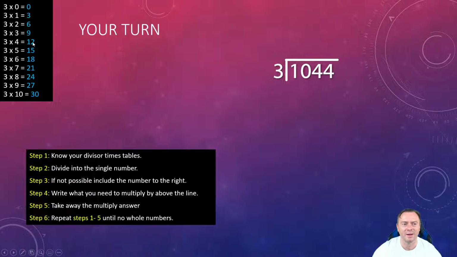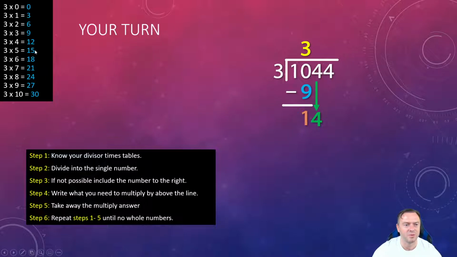10's between 9 and 12, so we go to the 9. 3 times 3 is 9, so we'll write a 3 up the top there. Follow the process. 3 times 3 is 9, we write that underneath it, and we subtract it. 10 take away 9 leaves us with a 1. We then go to the column next to it with the 4. That floats on down to the bottom. We look for where 14 belongs.